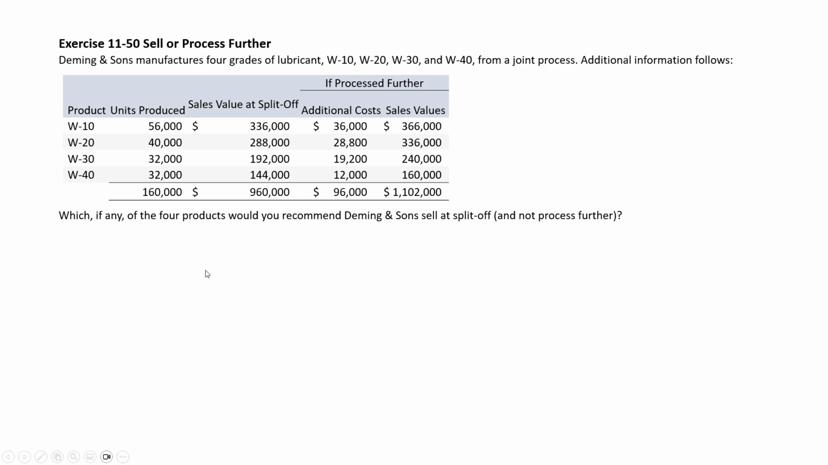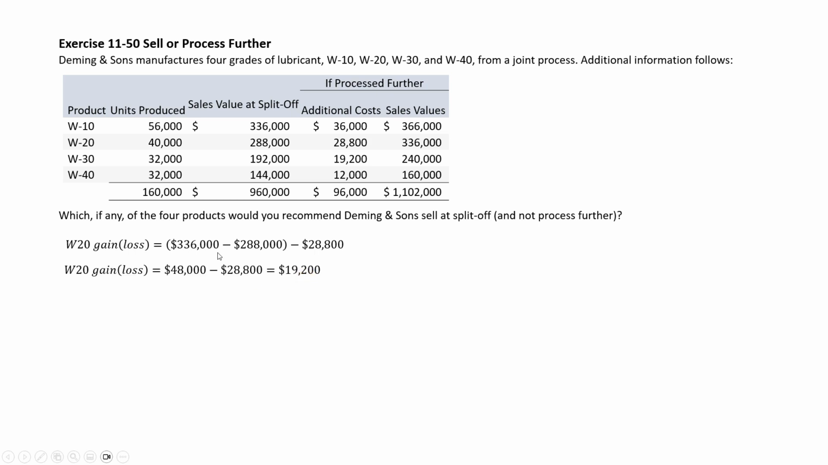I'm going to use W20 as an example. So I'm going to compare two things. What's the incremental revenue versus the incremental cost? Again, forget about the joint cost. So W20, the sales revenue of continuing to process further is 336,000 versus the sales revenue I could have earned at the split off point. So I'll subtract those two. And in addition, I don't just consider the incremental revenue, there is some additional cost. And from that, I'm going to subtract the additional cost of 28,800. Make this a little bit more clear.